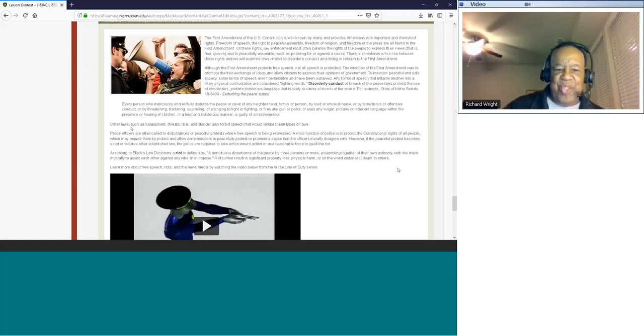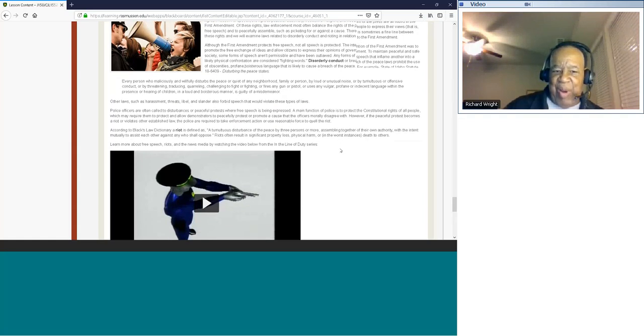And so that is not protected under the First Amendment, those kinds of things. So police officers are actually involved, and they're to protect both individuals. But the main function is to protect the constitutional right of the people, that's what I was saying earlier, which may require them to protect and allow a person to demonstrate peacefully. However, if the peaceful protest becomes not so or violates the law, the police are then required to take action to quell the riot.